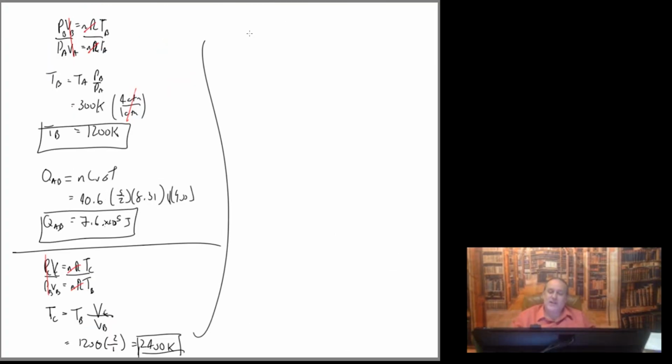Okay, finally then, QBC is going to be N. This is now a constant pressure process, so N CP delta T. And that's 40.6. My CP is 7/2 R, so 7/2 times 8.31. And then the delta T going from B to C, what was it? 1200 to 2400, so that's a change of 1200. And that is 1.42 times 10 to the 6 joules.